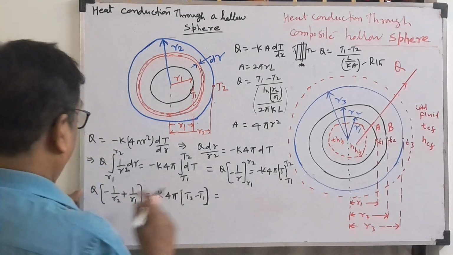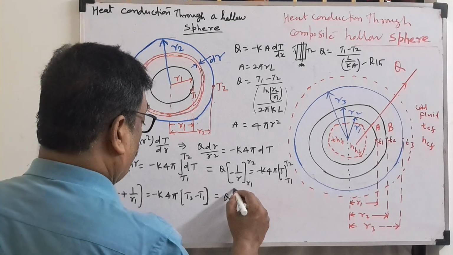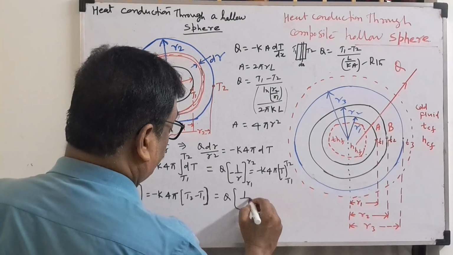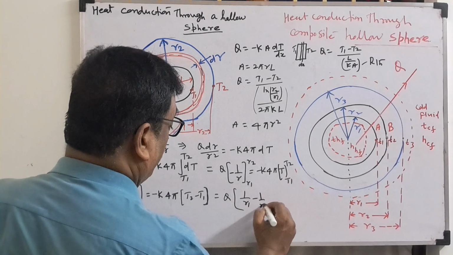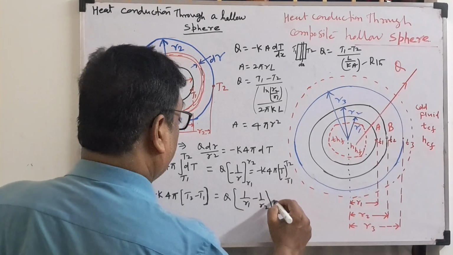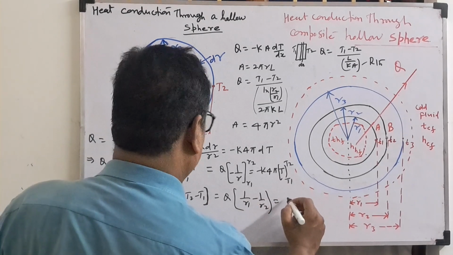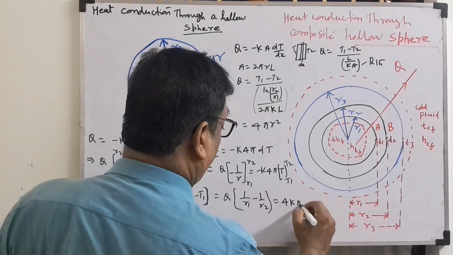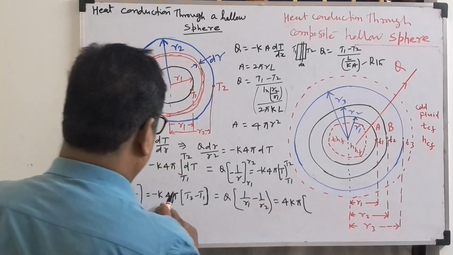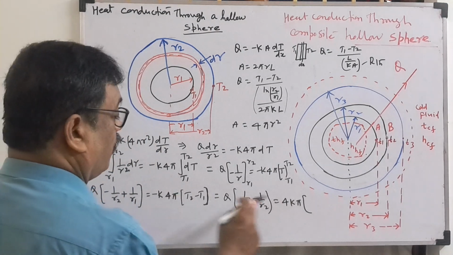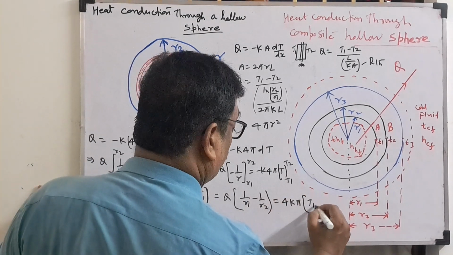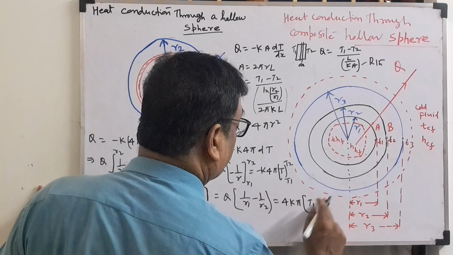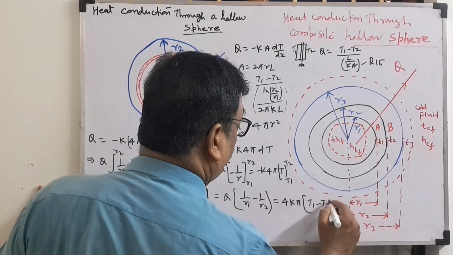Here also we arrange Q times 1 by R1 minus 1 by R2, equals 4 K pi times T1 minus T2. It looks nice. We are getting this.